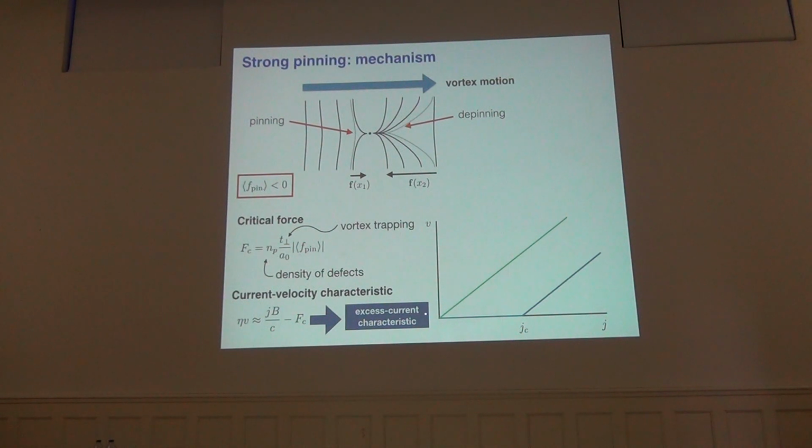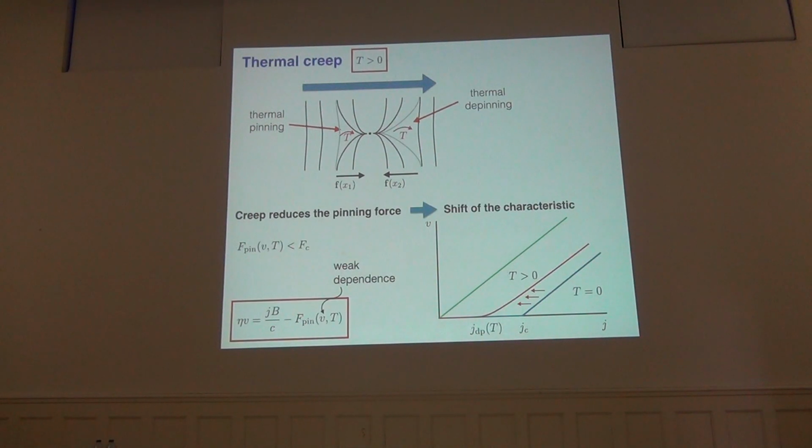So no vortex motion up to the drive JC, and then a linear characteristic for drives beyond the critical one. So now when we turn on the temperature, it enhances vortex creeping and vortex depinning. You can imagine that this process of pinning and depinning is always associated with some sort of barriers, and now with temperature we have means to overcome those barriers.